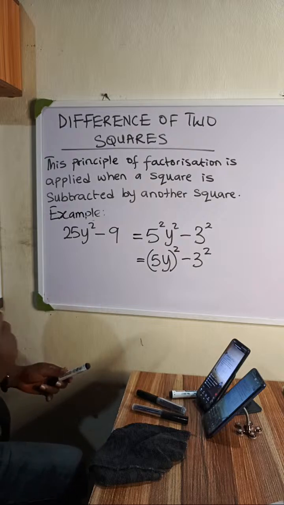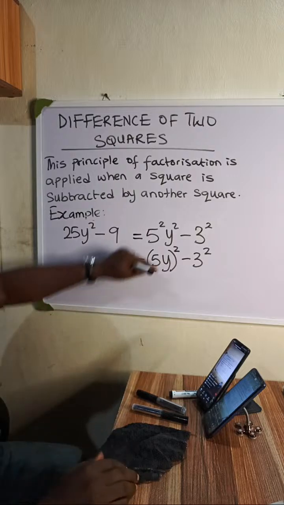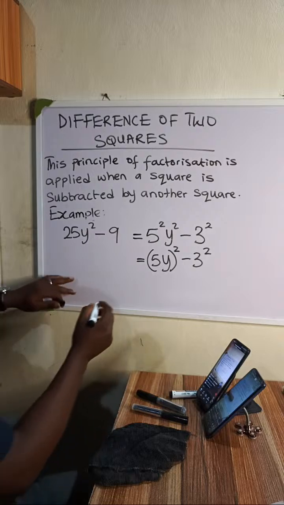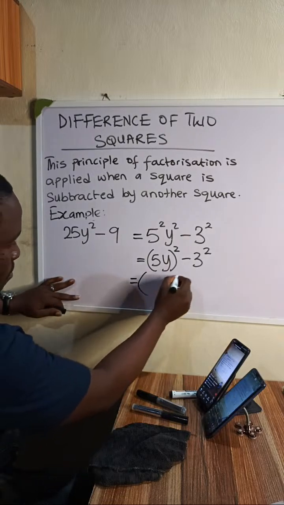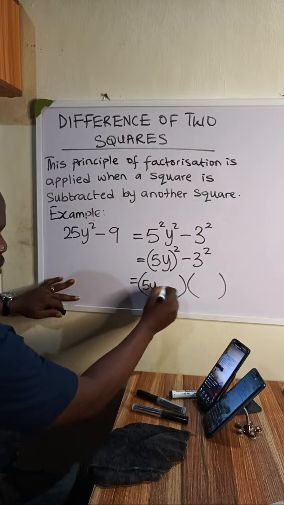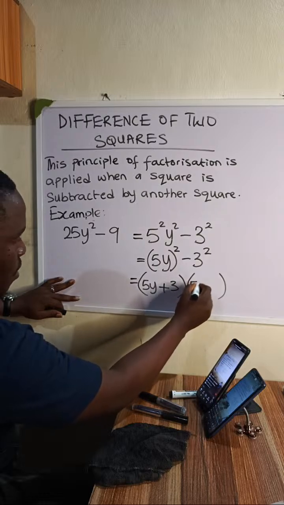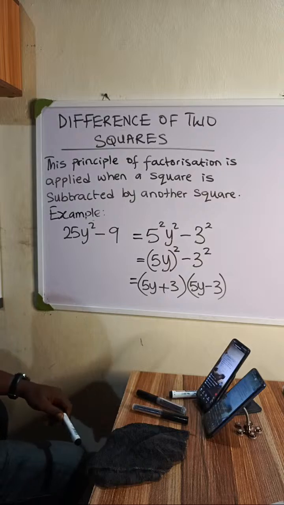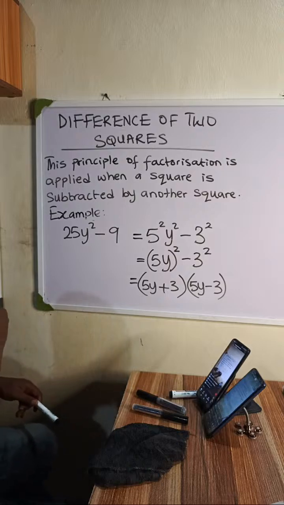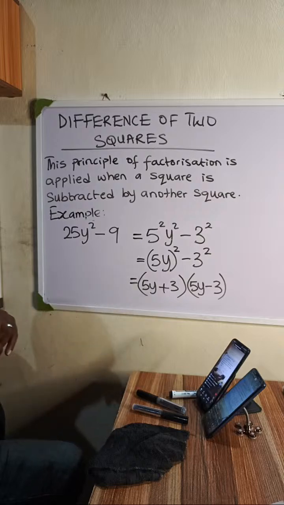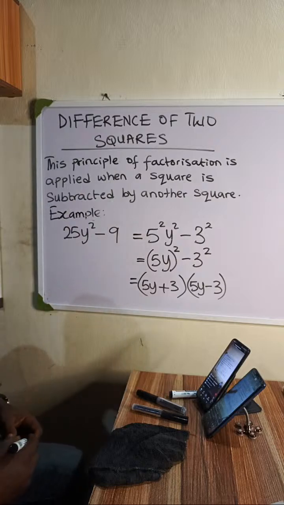Okay, so now we have a situation of difference of two squares, because we have a squared value here and a squared value here. So we can open the two brackets. This will be 5y plus 3, 5y minus 3. So that gives us the answer. So we have been able to factorize using difference of two squares in all these examples we've considered.